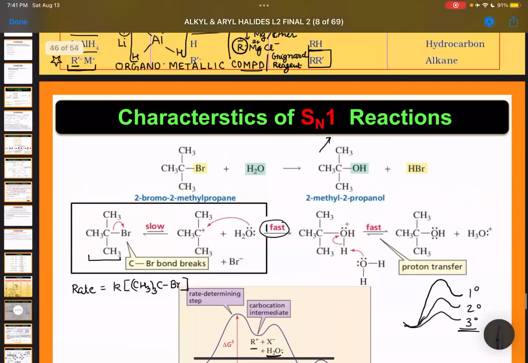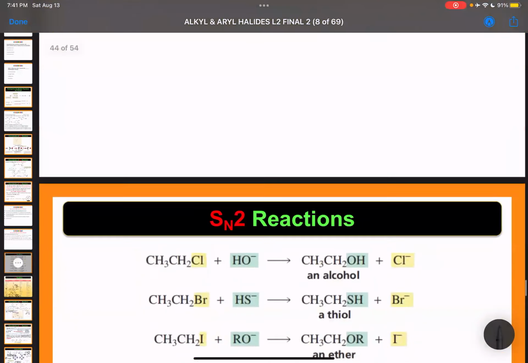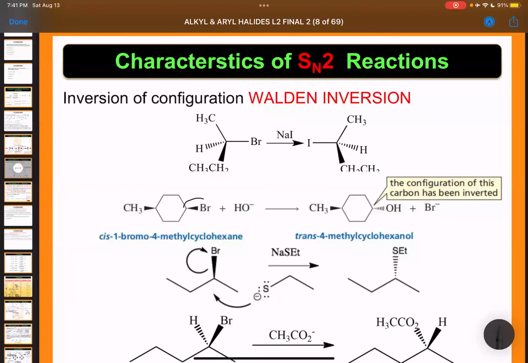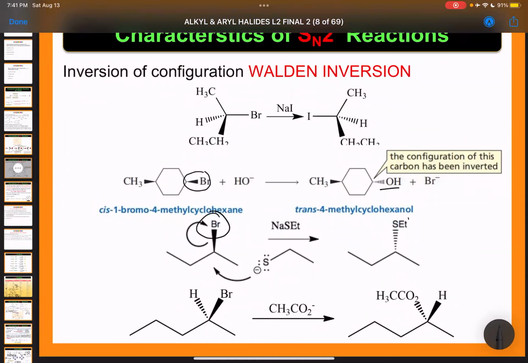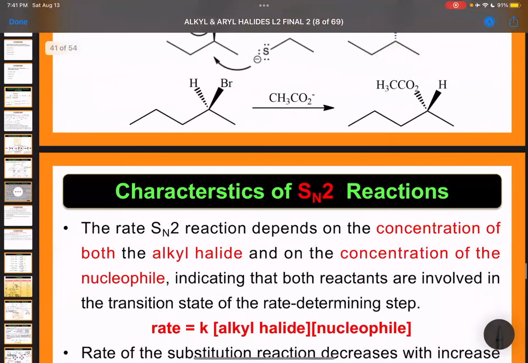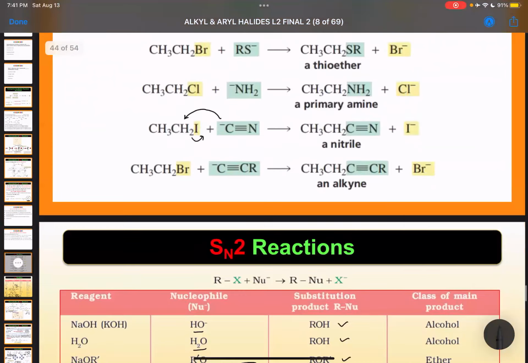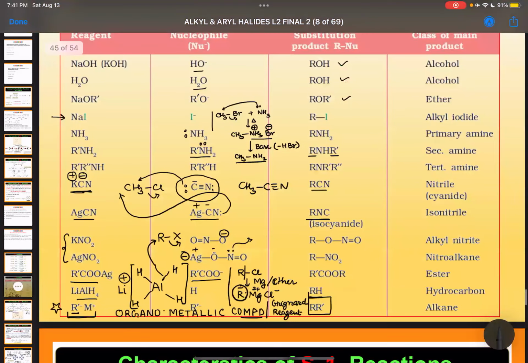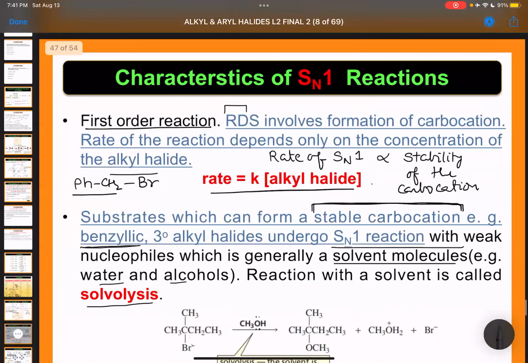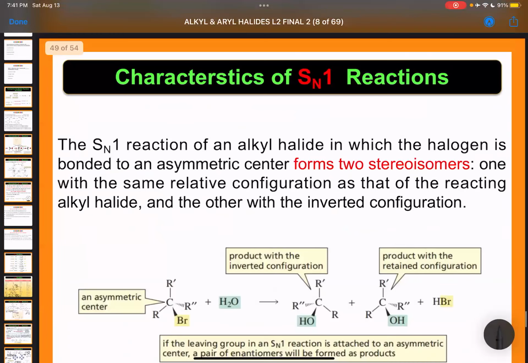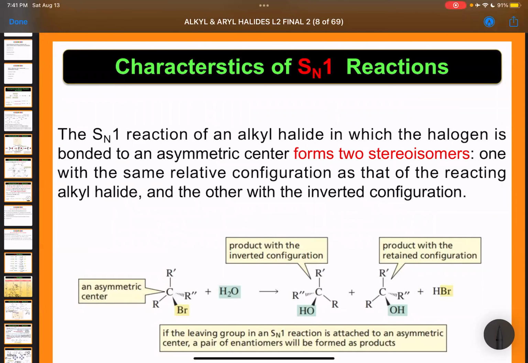We have seen Walden inversion in a lot of examples I took. Look, I attached I from the back side. The BR was above the plane, and I attached the OH from behind the plane. The BR was pointing above and I attached the leaving group from behind the plane. So that's how the reaction has happened, right? But in SN1, if someone asks you what is the stereochemistry, what can you say? For SN2, you can say just one word: inversion will take place.